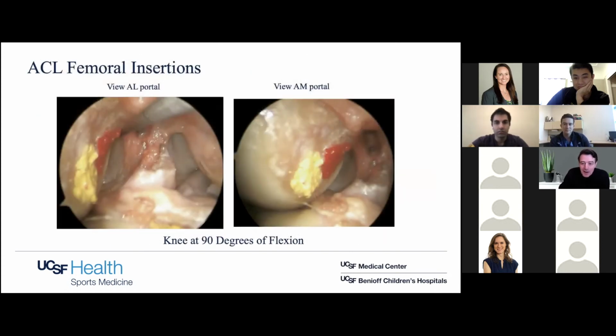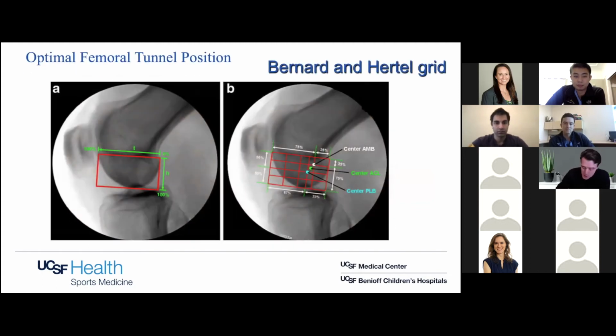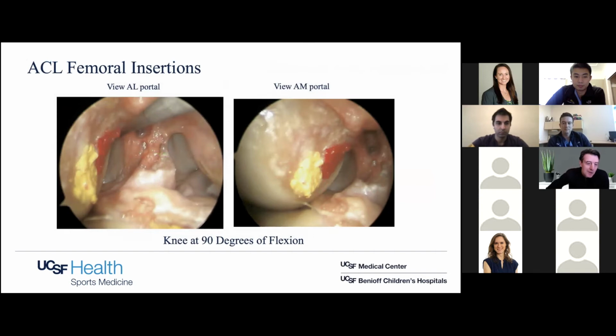Remember also your viewing portals. I've probably told many of you that one of the answers when you're doing arthroscopy and you're asked a question is: what about switching portals? It's either use the 70-degree scope or switch portals. Things look a little bit different from the anterolateral portal. You can see that insertion reasonably well, but when you go anteromedial, you've got a much better look. So, just some little tricks. And again, remember that's at 90 degrees of flexion.